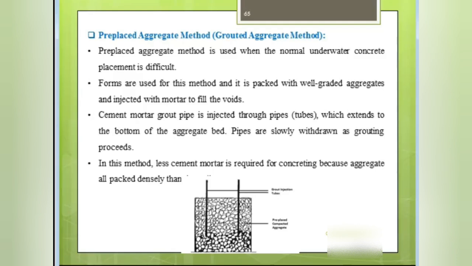This is another one, the replace aggregate method. At the time of piling, the grouting of the concrete is done through some pipes into the pile foundation. Through that particular pipe, we have to grout the semi-liquid concrete through pumps and remove the remaining material. So that is nothing but the placing of concrete by the replace aggregate method.